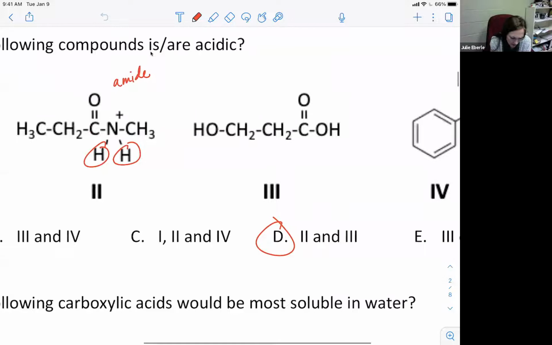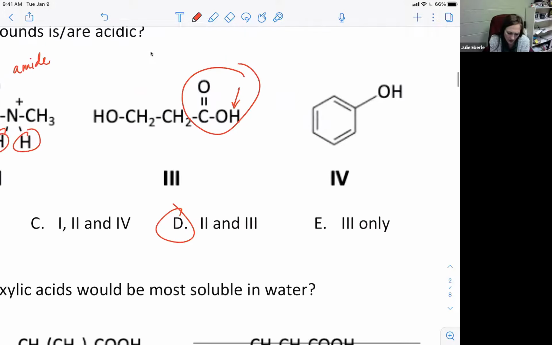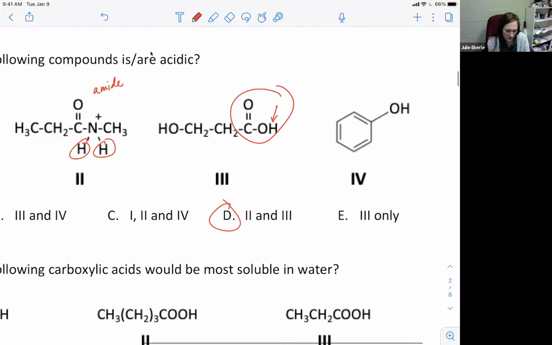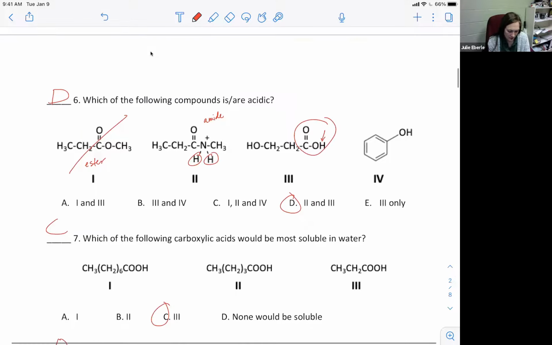Okay, this is a carboxylic acid, so you for sure should have picked number 3 as acidic. Okay, we know this hydrogen right here is acidic. And then this one is just an alcohol, specifically a phenol, but alcohols, this one's not acidic. Okay, so D was the correct answer because 2 and 3 are both acidic.